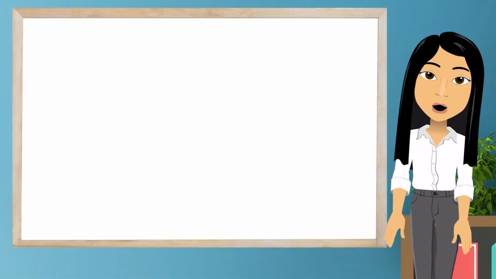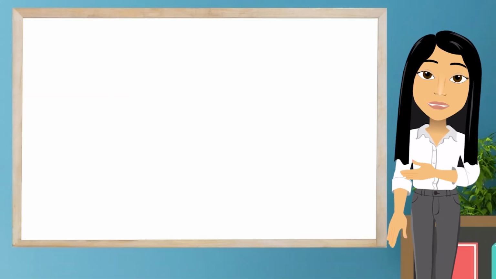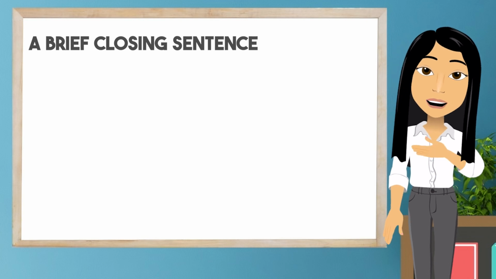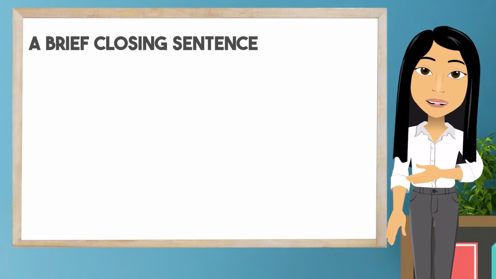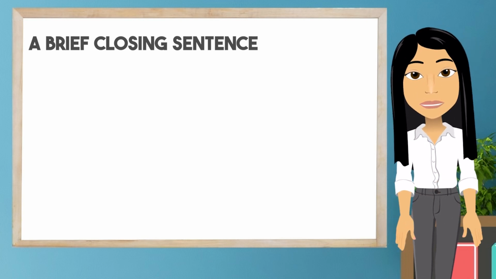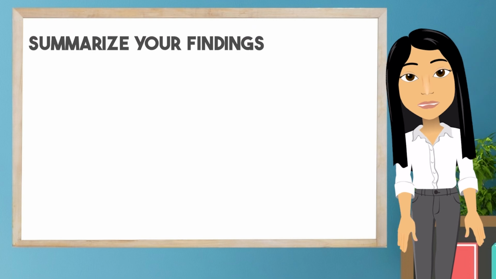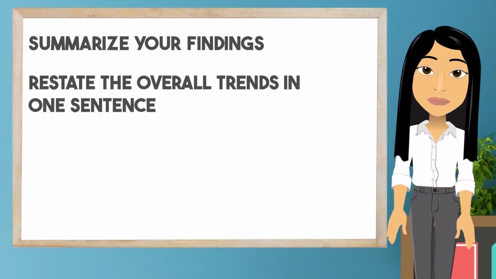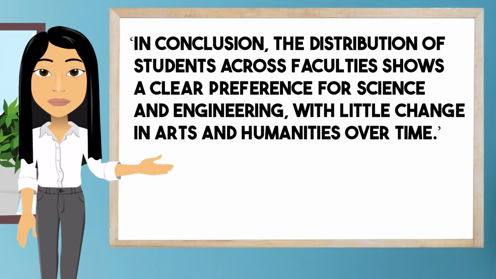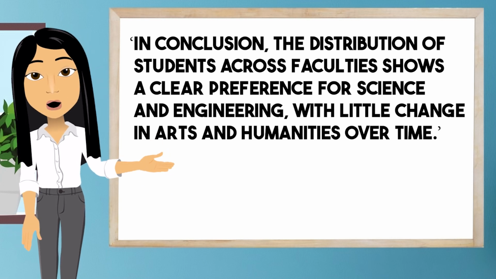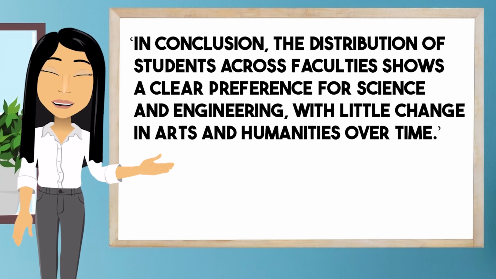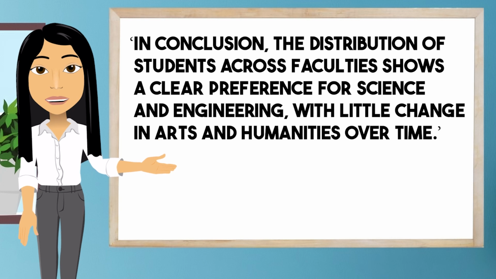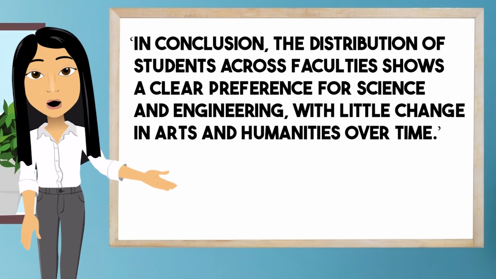Conclusion. While a formal conclusion is not necessary for this question, a brief closing sentence that sums up your findings can help wrap up your response neatly. So, all you have to do is summarize your findings or restate the overall trends in one sentence. Here's an example of that. In conclusion, the distribution of students across faculties shows a clear preference for science and engineering, with little change in arts and humanities over time.